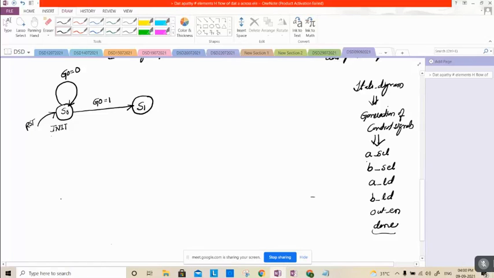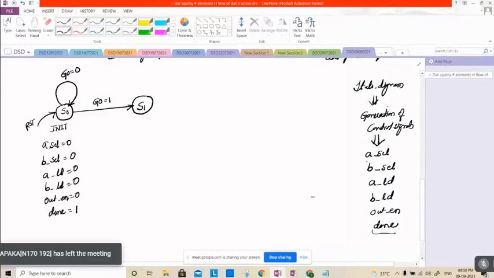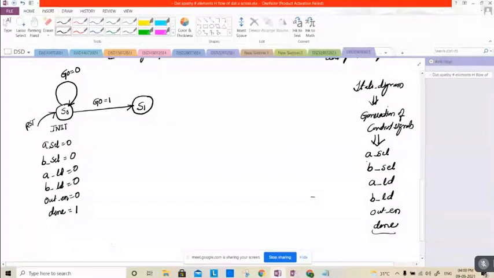Right. So here, whenever I'm in the initial state, A selection will be equal to 0, B selection will be equal to 0, A load will be equal to 0, B load will be equal to 0, out enable is equal to 0, and done signal is 1. Done, I mean initially, so I'm ready to do anything. I'm ready to accept new values. You may give me new values. New input values can be given to me. So that is the meaning.